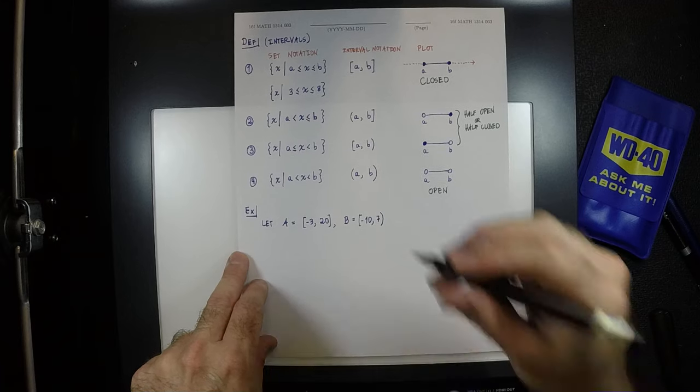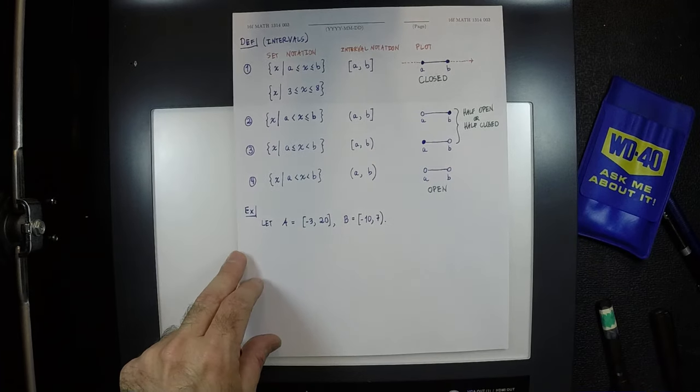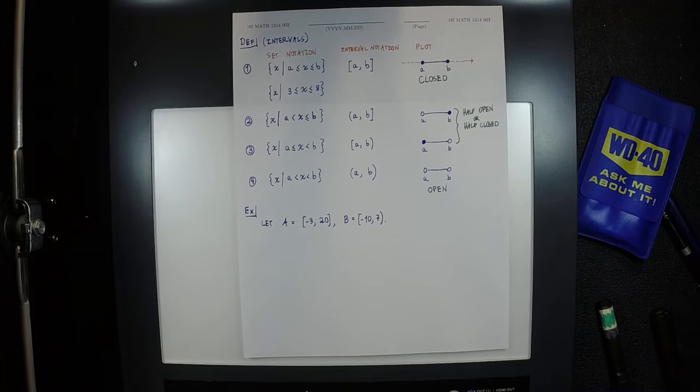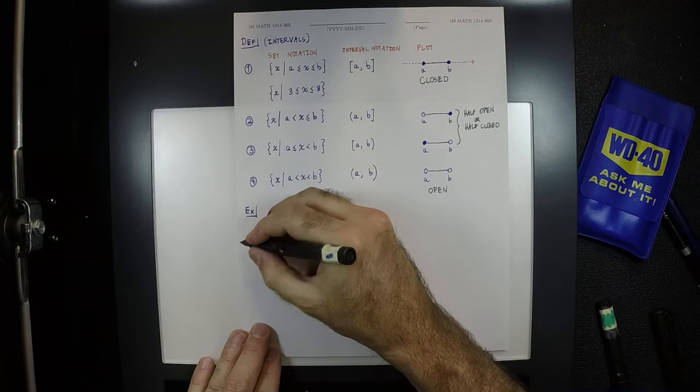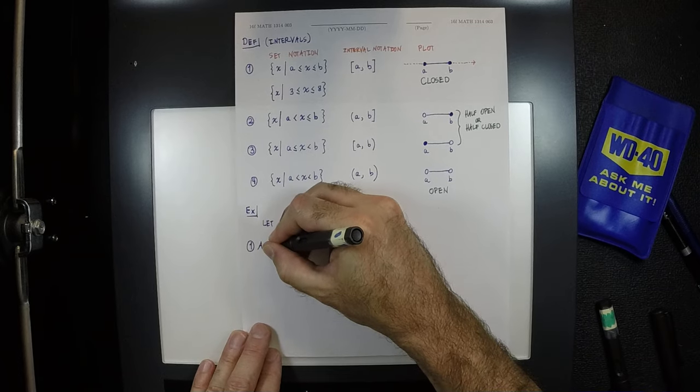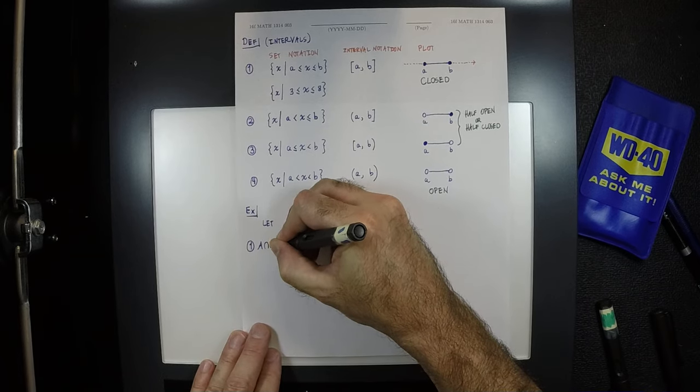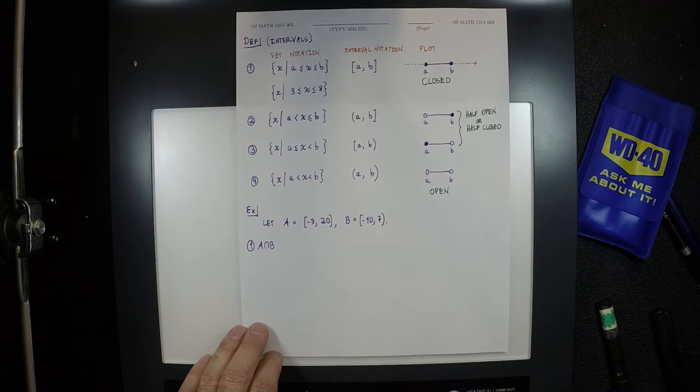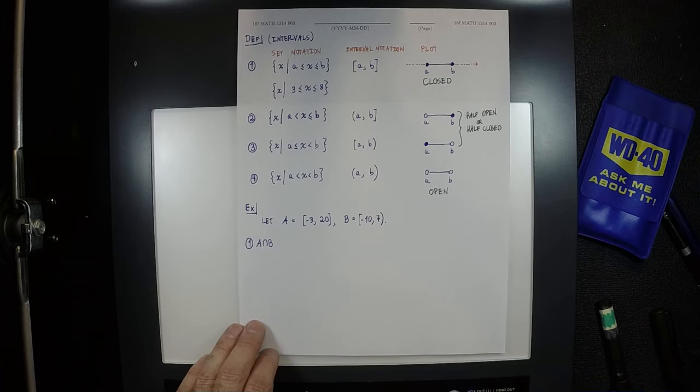There are two operations on sets that you have to have been familiar with before you get here: union and intersection. So question one. Please compute the intersection of A and B. Can someone in plain language tell me what intersection of sets means? It's where they overlap.